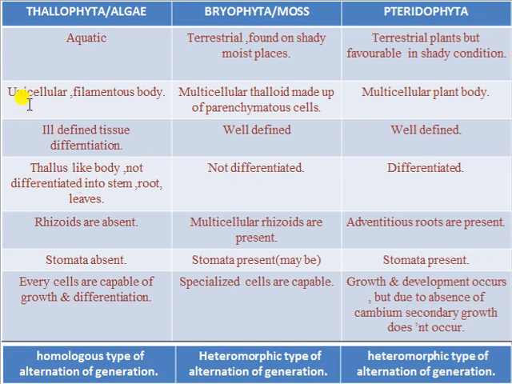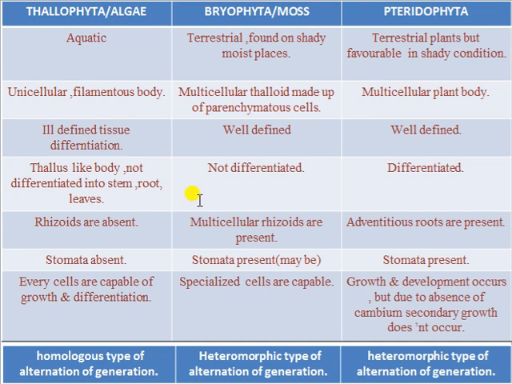In case of algae, Bryophyta and Pteridophyta, the next point is thallus organization. Obviously in case of algae you can see they have a thallus-like body, and that is not differentiated into stem, root and leaves. Already I have told, that's why their name is also Thallophyta. If you go for Bryophyta or moss, that is also not differentiated. Only in case of Pteridophyta it is differentiated, and that is not well developed, but a little bit differentiated. It is better than Thallophyta and Bryophyta.